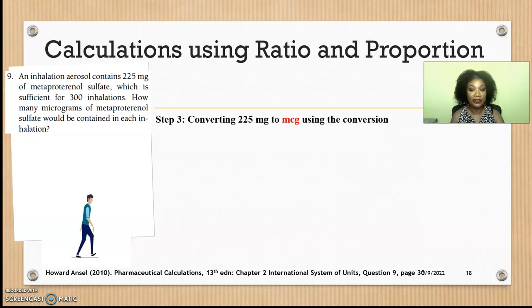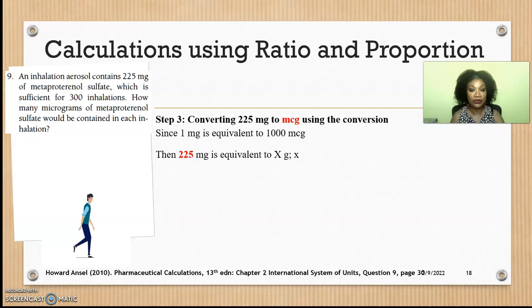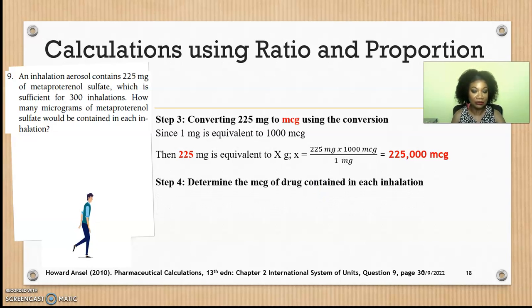Next step then is to convert the 225 milligrams to micrograms using the conversions that we have just stated. Since 1 milligram is equivalent to 1,000 micrograms, then 225 milligrams is equivalent to X. We set up our cross multiplication, and we get a total of 225,000 micrograms. What does this mean? It means that 225,000 micrograms is contained in 300 inhalations.